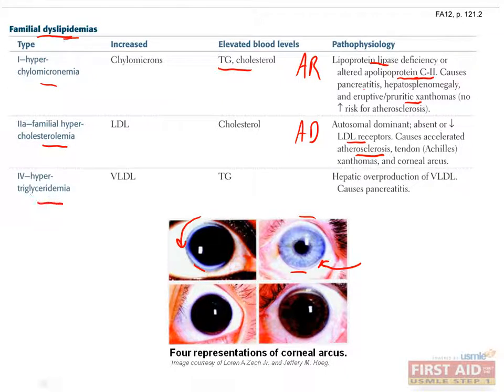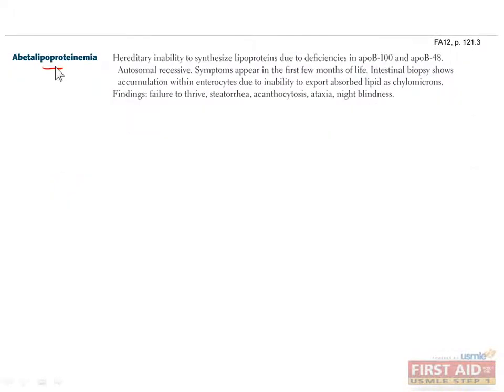Type 4 dyslipidemia is also called hypertriglyceridemia and is characterized by high VLDL levels. Since VLDL contains mostly triglycerides, you'll see increased triglycerides in a lipid profile. This most notably causes pancreatitis. So that's all for the hyperlipoproteinemias. Now we'll end with the hypolipoproteinemia, which is called abetalipoproteinemia.